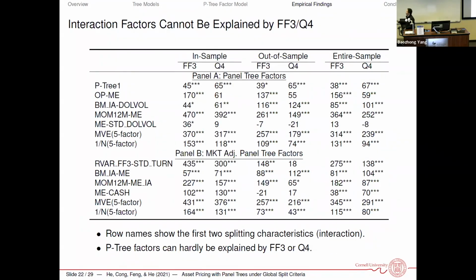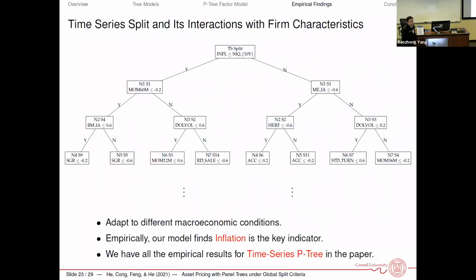There are also certain, we call them, interaction factors. You can view these as portfolios created by interacting the characteristics, or portfolios created through sequential sorting. They are not quite spanned by traditional factor models. So in a sense, you can view them as anomalies. But of course, once you put them into the P-tree framework, they can be explained better.